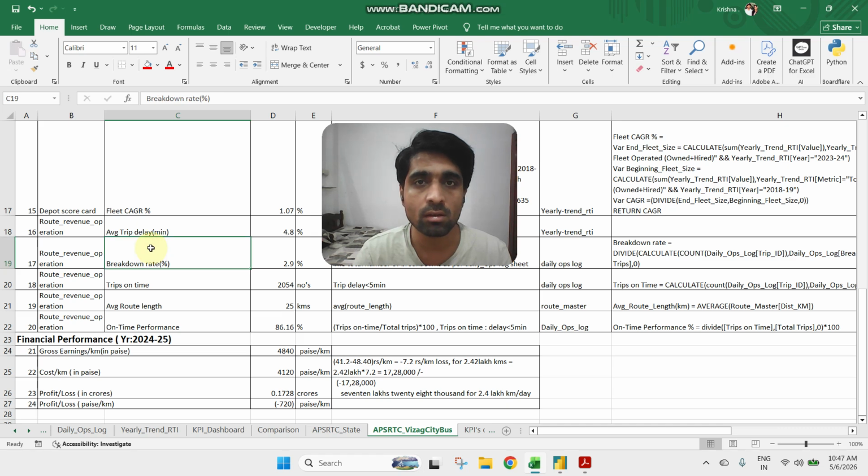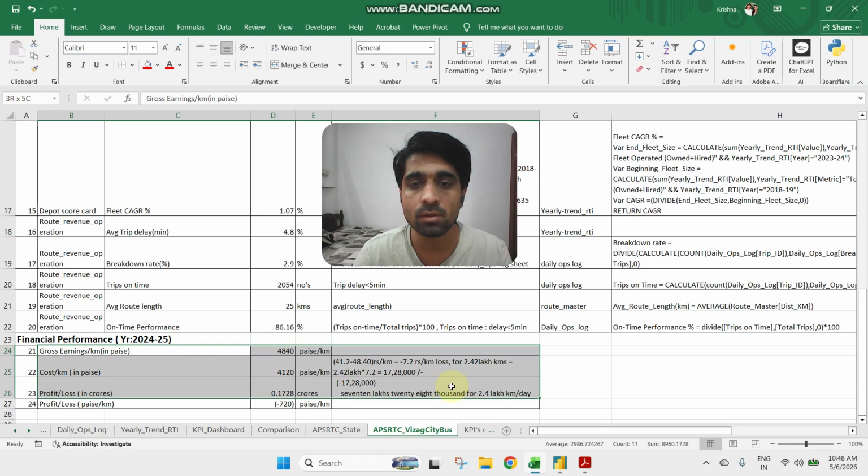The breakdown rate should be low, less than 2% or 5%. More breakdowns mean more discomfort to the passengers. And the on-time percentage should be high, more than 90%, because it describes the punctuality of the trips. Average route length, which was also discussed. So on-time performance also describes the punctuality of the trips.